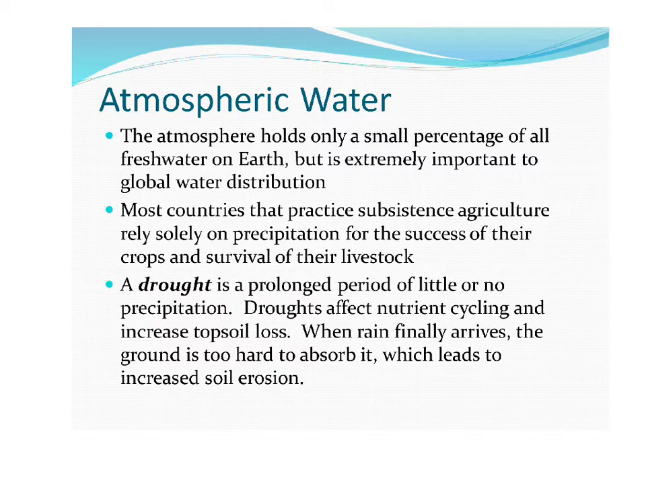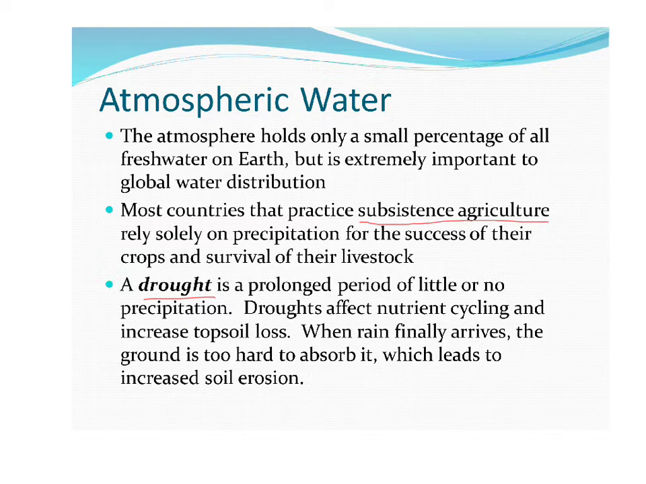Okay, atmospheric water. Atmospheric water is a reservoir of water. It's not really accessible to humans. It's not like we can go up there and grab water out of the clouds easily. But as you can imagine, atmospheric water is really, really important to global water distribution because atmospheric water is the way that we get precipitation. So most countries that practice subsistence agriculture, that would be countries that are developing and do not have industrial agricultural complexes like the U.S. does, rely solely on precipitation for the success of their crops and the survival of their livestock, which means that if a drought happens, right, they're in big trouble.